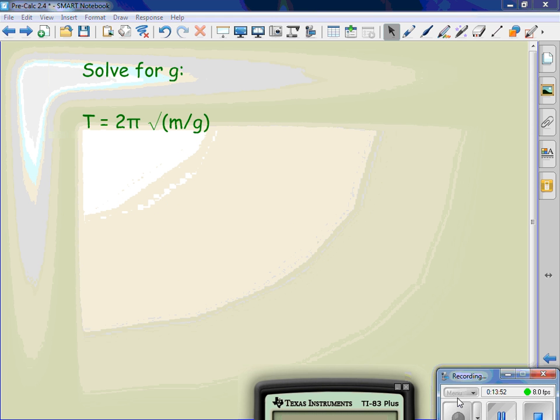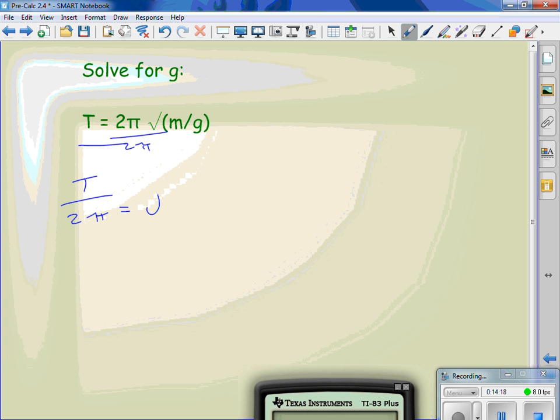All right. This is sort of putting in a lot of stuff from the algebra right here. I have to solve for g. T equals 2 pi times the square root of m divided by g. I want to see if you can figure this out. First thing I'm going to do is divide by 2 pi. That moves the 2 pi over. So t over 2 pi equals the square root of m over g. Now I need to square it. So I have t squared over 4 pi squared equals m over g.